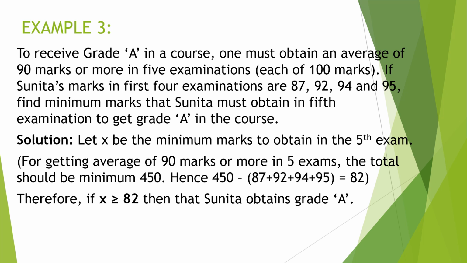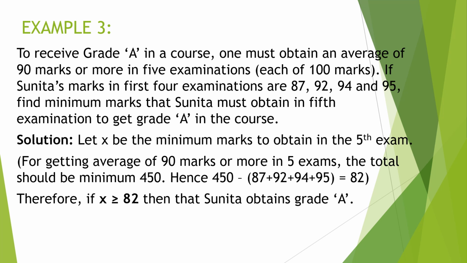Example 3. To receive grade A in a course, one must obtain an average of 90 marks or more in 5 examinations, each of 100 marks. If Sunita's marks in first 4 examinations are 87, 92, 94 and 95, find the minimum marks that she has to obtain in 5th examination to get grade A in the whole course. So now what do we want to find? The minimum marks in 5th.